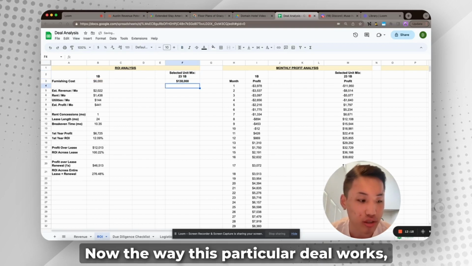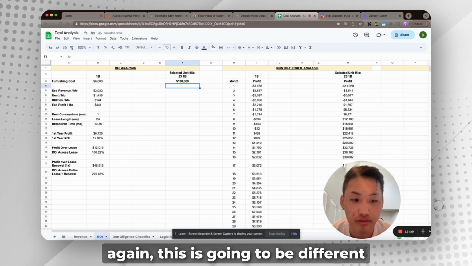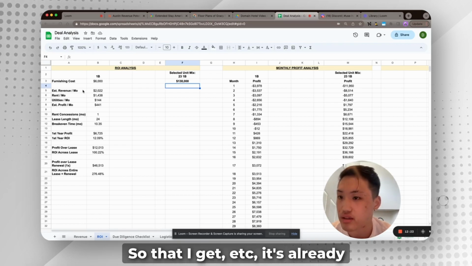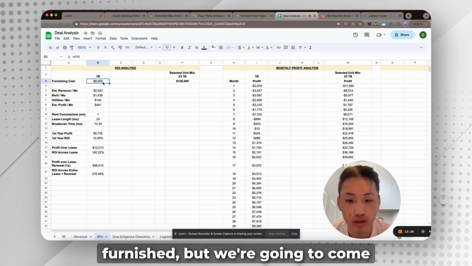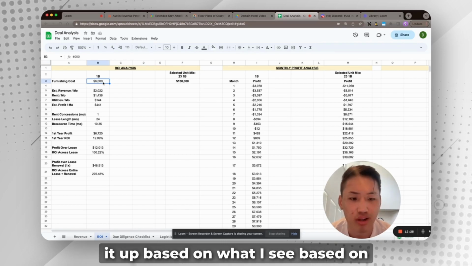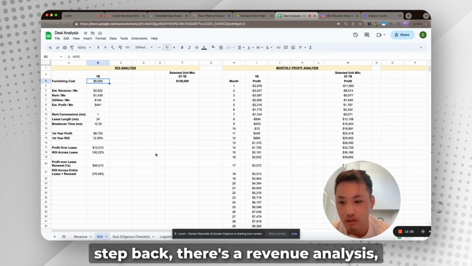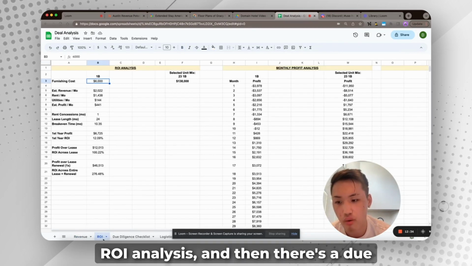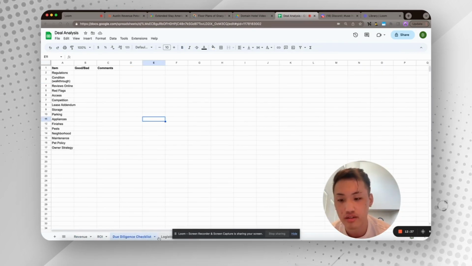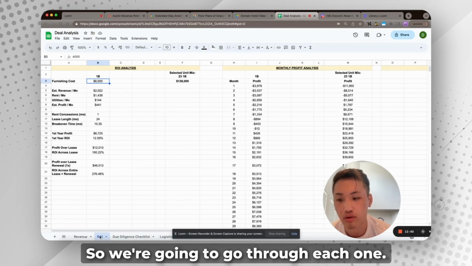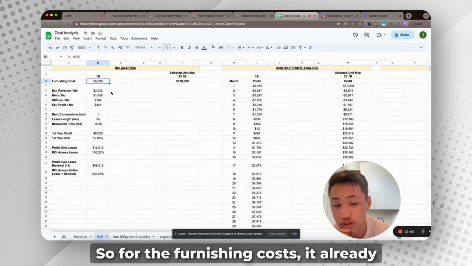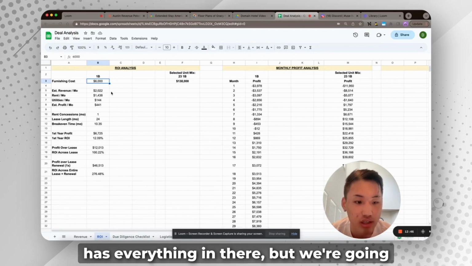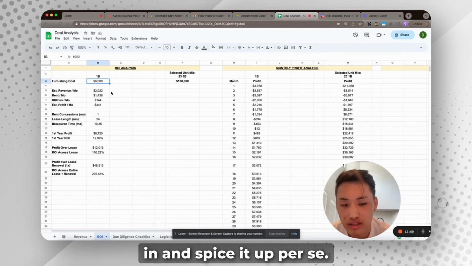Now, the way this particular deal works, and again, this is going to be different for each deal that you get, for each deal that I get, it's already furnished, but we're going to come in and decorate and spice it up based on what I see when I do due diligence. To take another step back, there's a revenue analysis, an ROI analysis, and then there's a due diligence checklist, and then there's a logistical checklist. So we're going to go through each one. Stay tuned. For the furnishing costs, it already has everything in there, but we're going to have to come in and spice it up, per se.